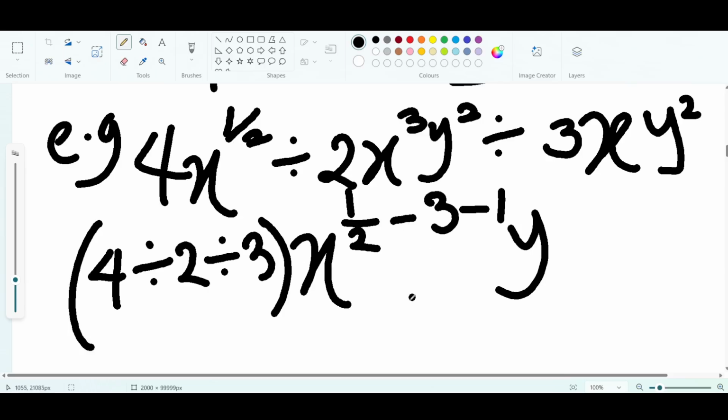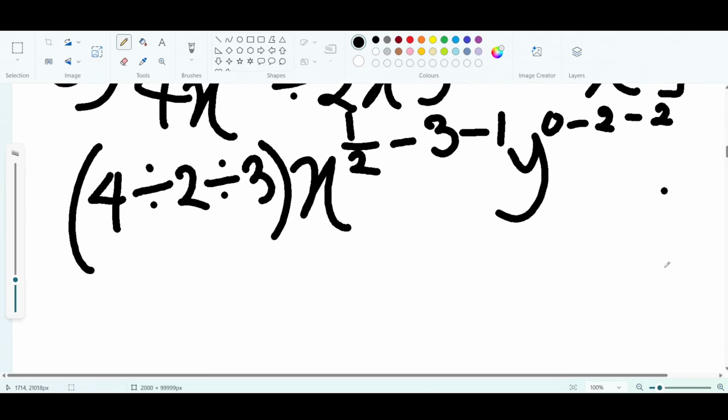This is like y raised to power 0, because y raised to power 0 is 1. So it's going to be y raised to power 0 minus 2, then minus 2. So this is y raised to power 0 here, because it's not written in the question, but we have to assume that the y on this side is raised to the power of 0. And the division results in the minus here.